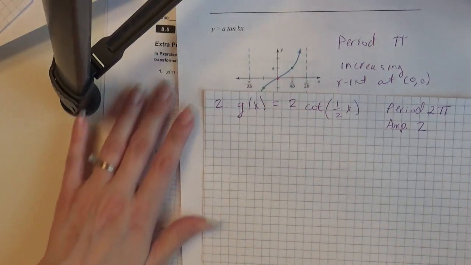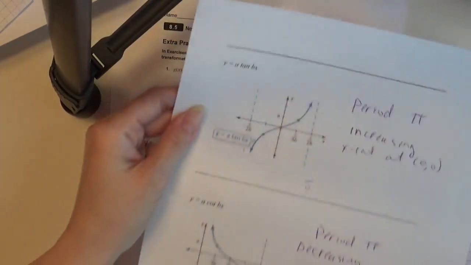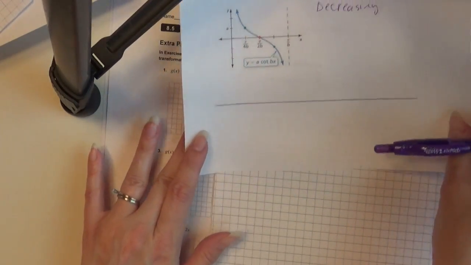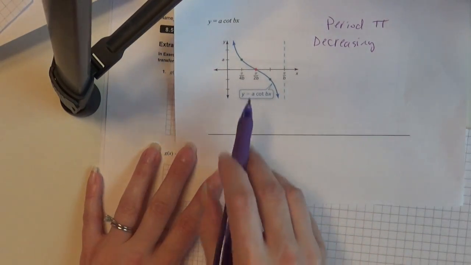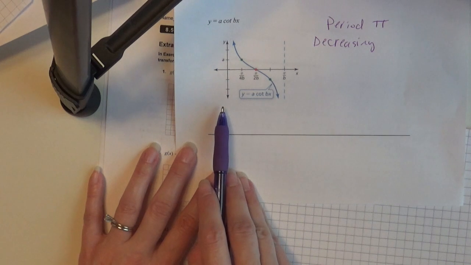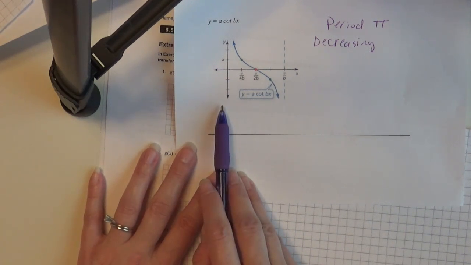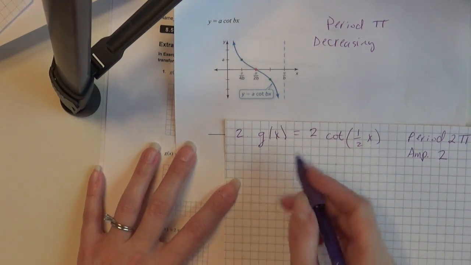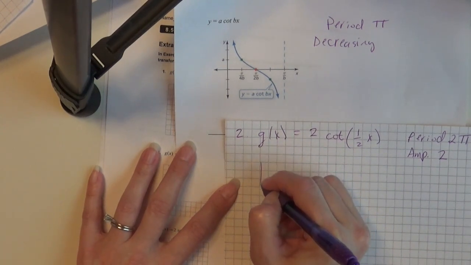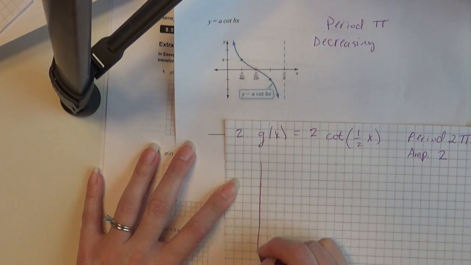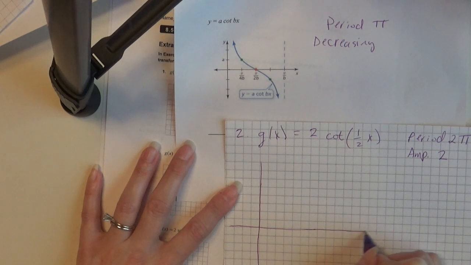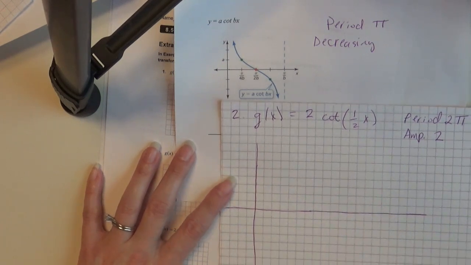Now when I draw this one, if you look at the cotangent function, remember it's got a vertical asymptote at the y-axis. So when I draw this one, I don't really need the second quadrant. I'm just going to primarily focus on quadrants 1 and 4. Like this. So here's my y-axis.